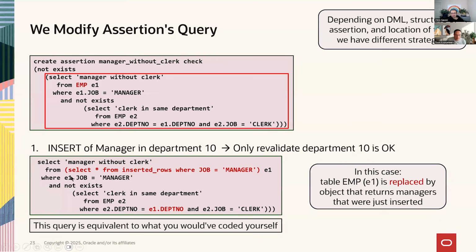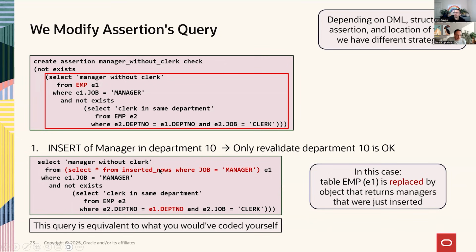And we're not touching the alias here. So E1 will still be E1, which means that the rest of the SQL assertion will still be compilable. And the E1, which is used as a correlation predicate in the nested subquery, will then make sure that we only quickly check that department for whether there's still a clerk.